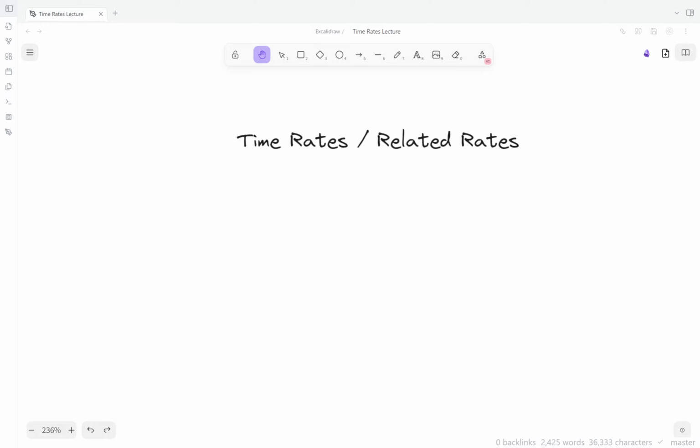Okay, so before that, I just want to introduce to you the typical derivative operation when you do time rates, because yes, time rates are still derivatives, but it's a bit different than what we usually do in terms of derivatives.